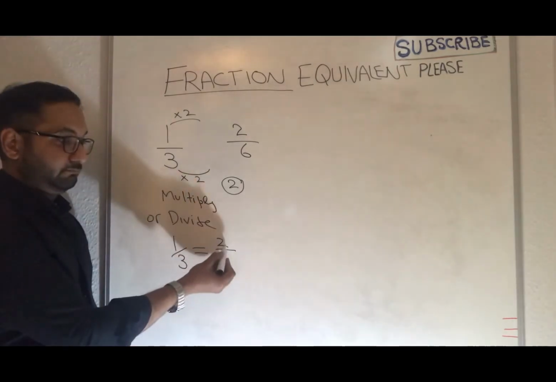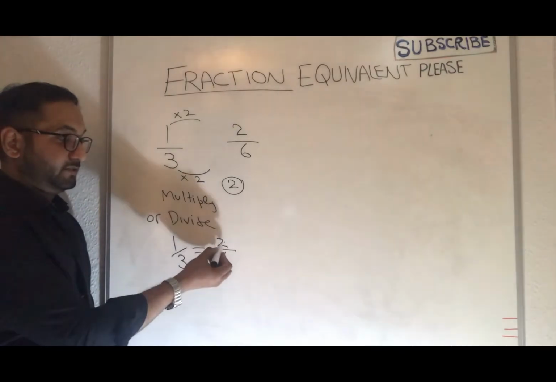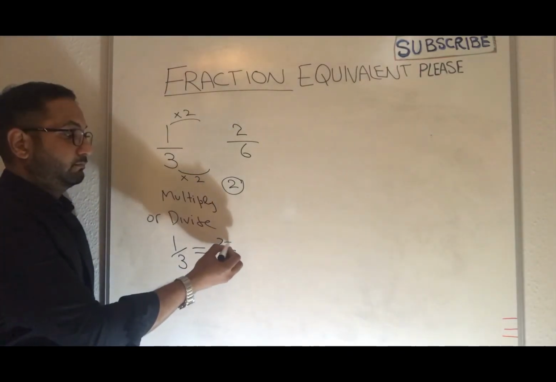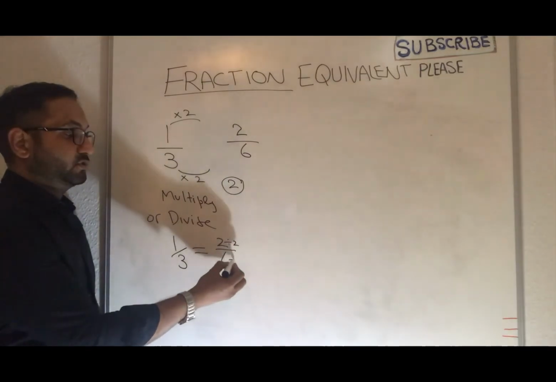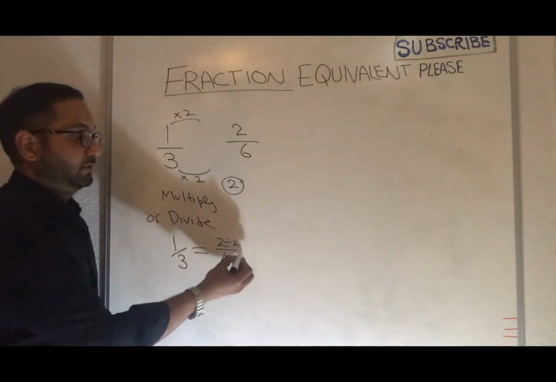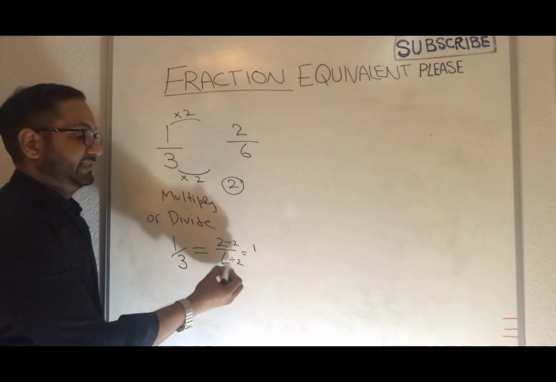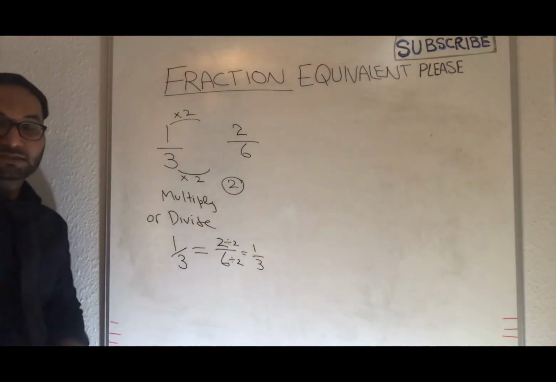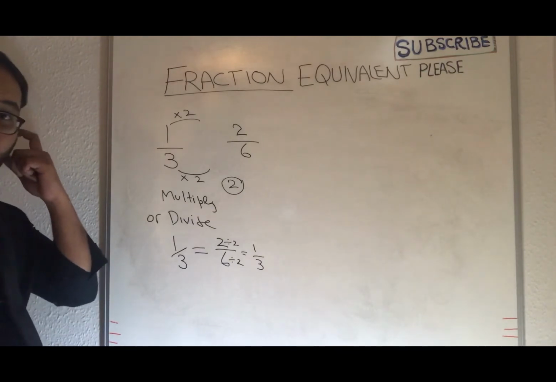So if we cancel it, 2 can divide by 2 and 6 can also divide by the same number, 2. So 2 by 2 is 1, 6 by 2 is 3. So now you can see that. So that's why this is called an equivalent fraction.